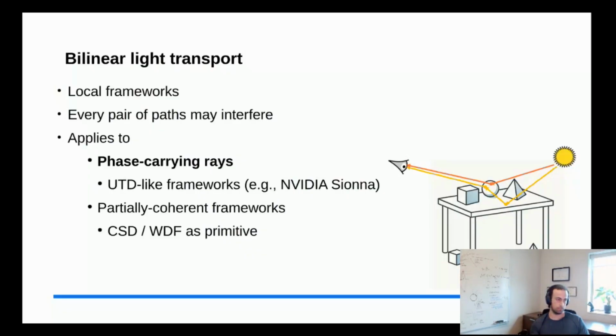Such frameworks, such bilinear formulations, apply to what I would call phase-carrying rays, so rays that propagate an underlying electromagnetic phase and then interfere on superposition. This arises in, for example, UTD-based frameworks. So UTD is a uniform theory of diffraction, which extends the geometric theory of diffraction. These are ray-based methods to simulate diffraction. As a prominent example, NVIDIA's excellent Shona framework builds upon UTD to simulate long wavelength diffractions.